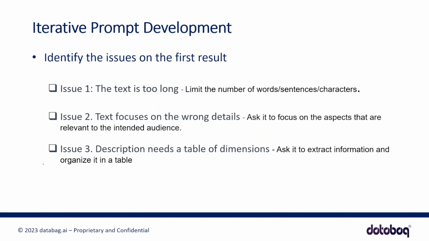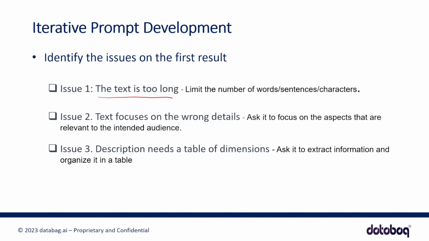First you need to identify the issues in the first result, and then based on a list of issues, you refine. Issue 1 could be that the text is too long. Then you would say, okay, limit the number of words or sentences or characters. You get a result after you apply this prompt, and then you might identify issue number 2, which is that the text focuses on the wrong details.